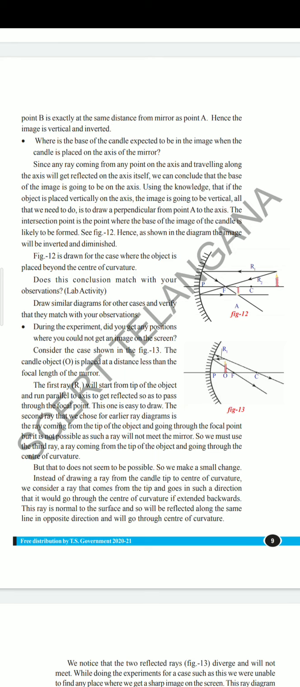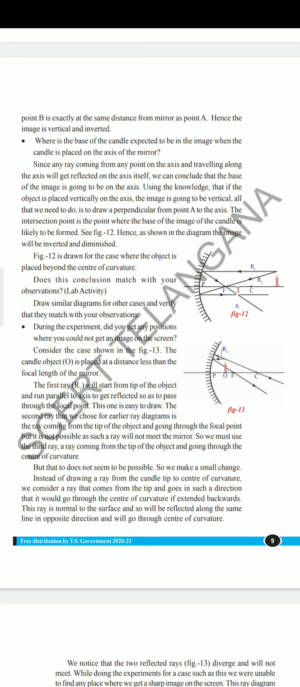Does this conclusion match with your observations? Lab activity. Draw similar diagrams for other cases and verify that they match with your observations. During the experiment, did you get any positions where you could not get an image on the screen?